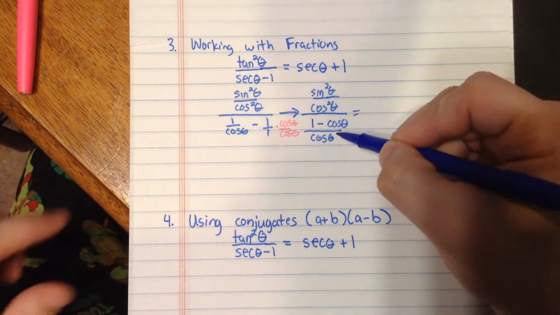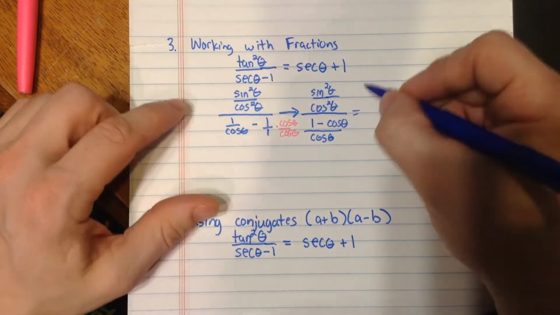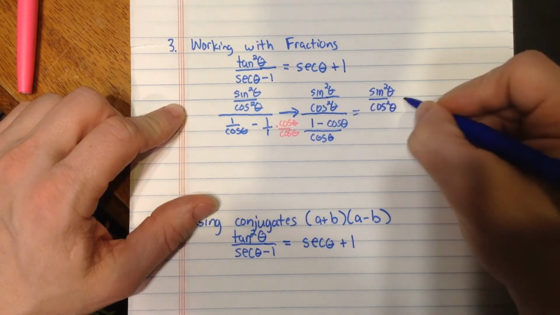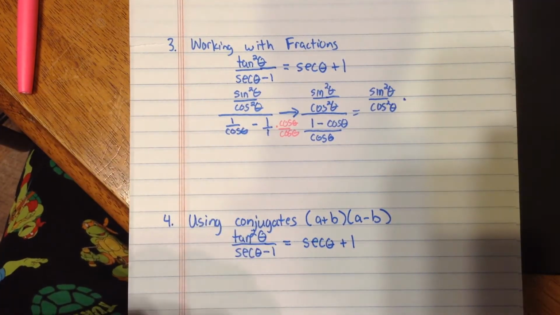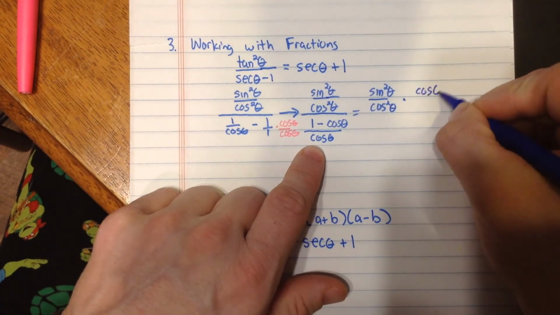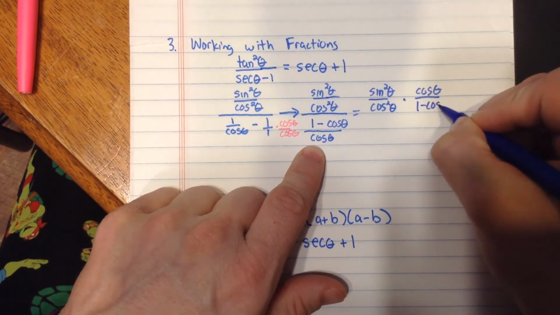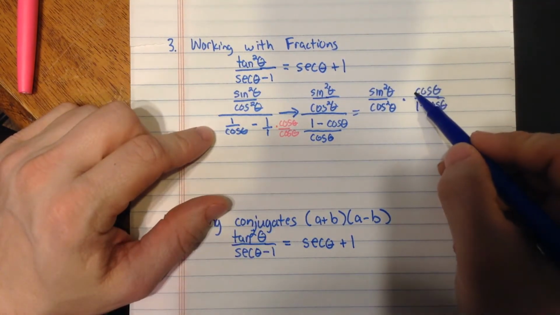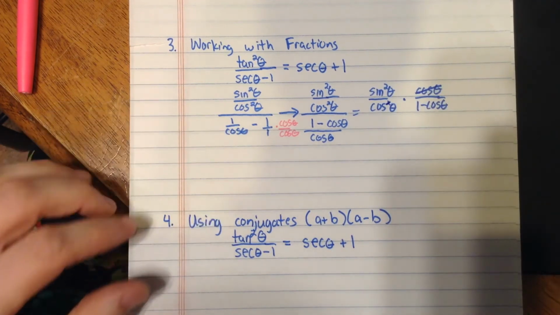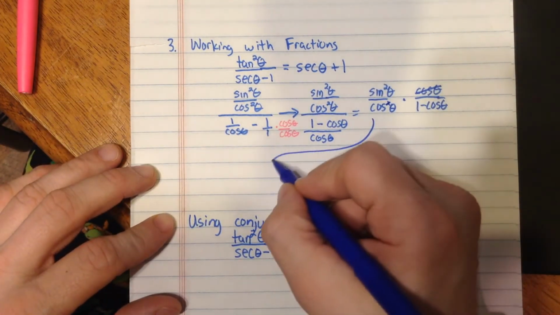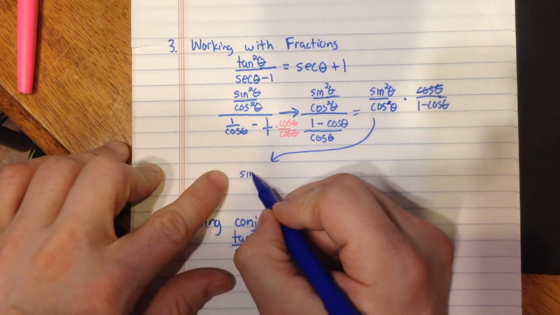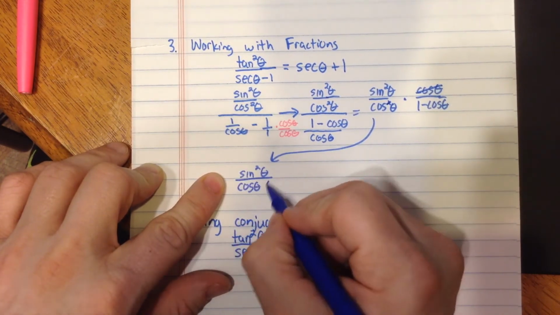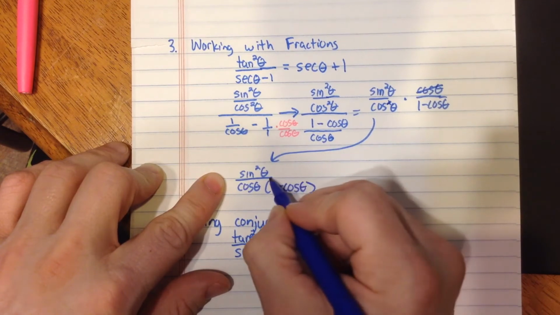But now we have 1 fraction over 1 fraction. We can actually go ahead and do a copy times flip now. Sine squared theta over cosine squared theta, that's the copy, times the flip. Now we're going to flip the denominator into cosine theta over 1 minus cosine of theta. And we look and see if there's anything that can be eliminated, and we can divide out a cosine of theta and one of these, so we're going to get left with sine squared theta over cosine theta times 1 minus cosine theta. And it looks like we are kind of stuck.